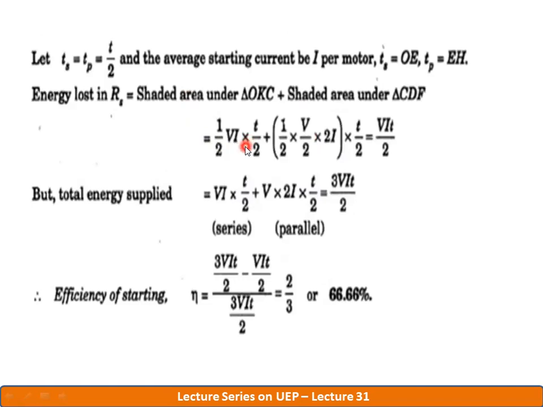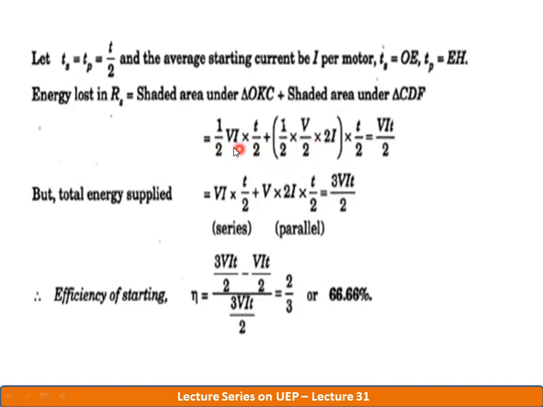So half VI into T by 2. We are multiplying by I because we are calculating energy loss. Voltage into current into time is energy. Anyhow, it is a DC circuit, so the power factor is 1.